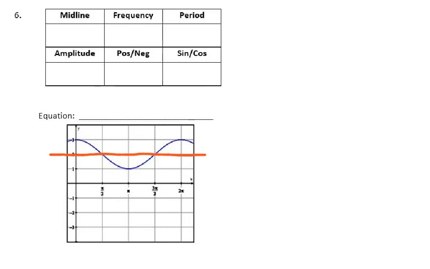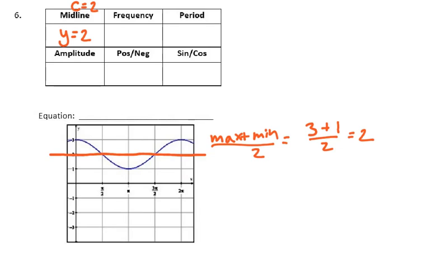You can also go through, if you can't visually see that, you can take the max plus the min and divide by 2. So my max in this case is 3, so 3 plus 1 divided by 2 is equal to 2. So here my midline is equal to 2. That also means that my c value of my graph is going to be equal to 2.